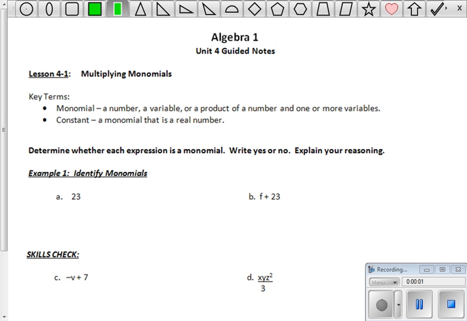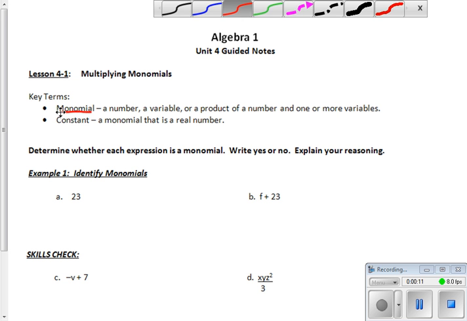Lesson 4.1 will cover lesson 25 worksheet. We're going to multiply monomials today. A monomial is basically any number, variable, or a product of a number and one or more variables. So a product, again, meaning multiplication. A constant is a monomial that is a real number.